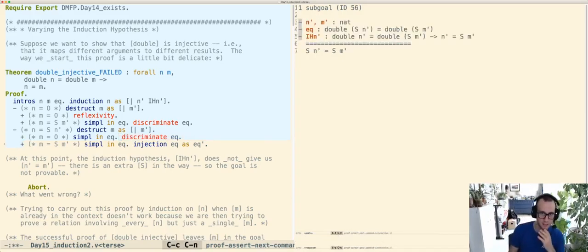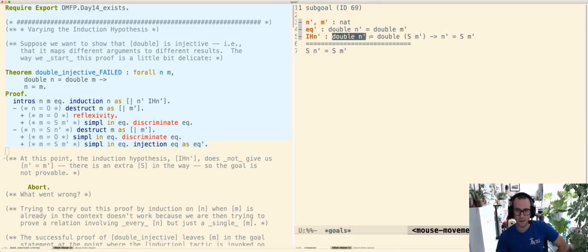Okay, let's look at the last case. All right, things are looking good. Let's do some forward reasoning so we can figure out more about n prime and m prime. So if we simplify in eq, okay, good. That sort of pushes the successors to the outside. We do an injection to get a new eq prime. Okay, double n prime equals double m prime. So now we should be able to apply our IH and we're made. But... what?